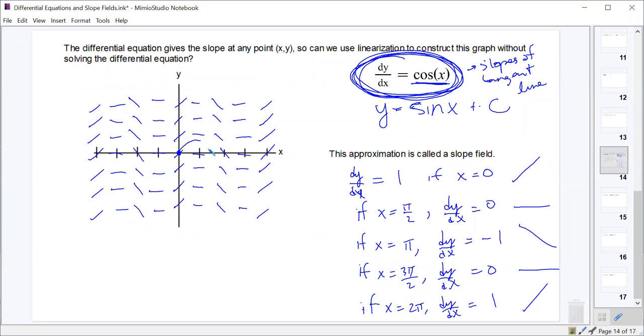And then by the time it gets to pi, it should have gone back down to about a slope of -1. And by the time it got down here at 3 pi over 2, it should have flattened out to 0 and then back up to 1 again. And it should do the same thing going this way, and just follow the trajectories of those slopes to sketch a curve that goes through them that has those as its slopes.